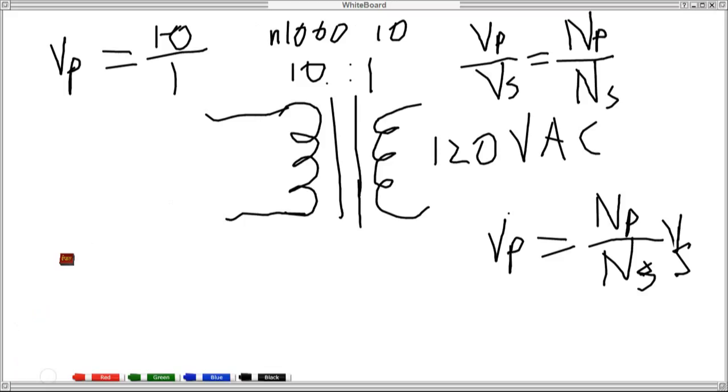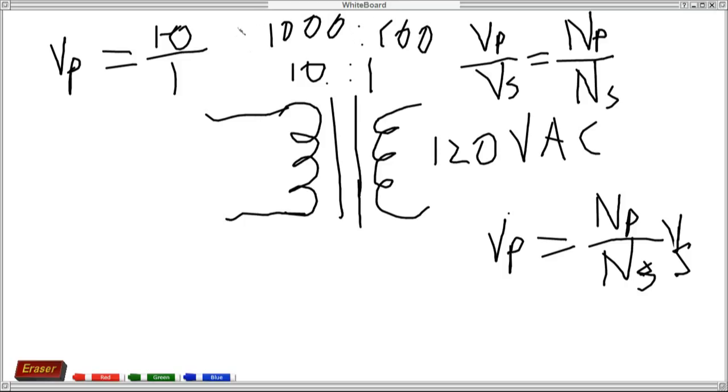I hope you got that. 1,000 turns per 100. Let me leave that there. And remember, this is little n. This isn't the turn ratio. This is the number of turns, not your turn ratio.